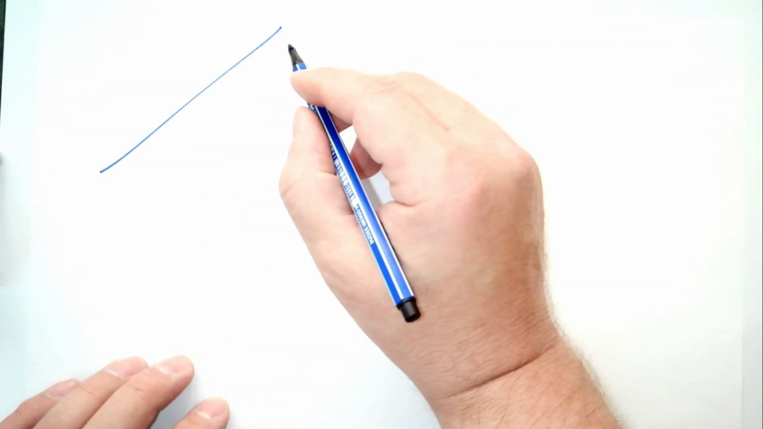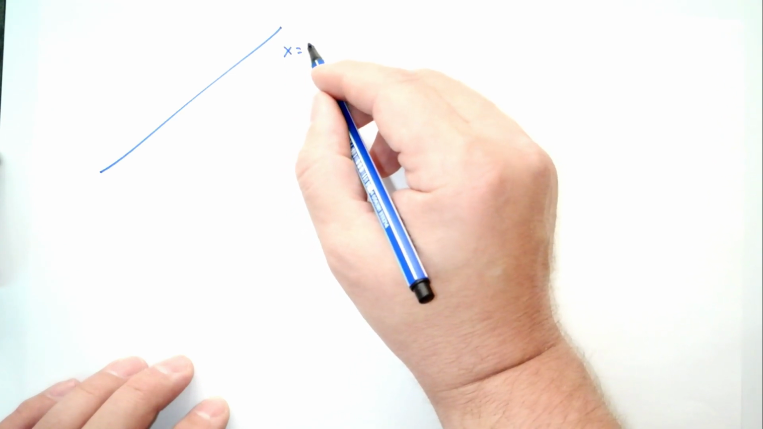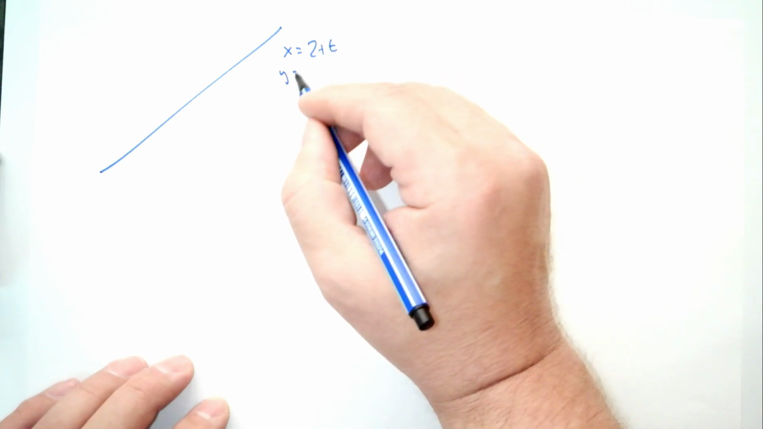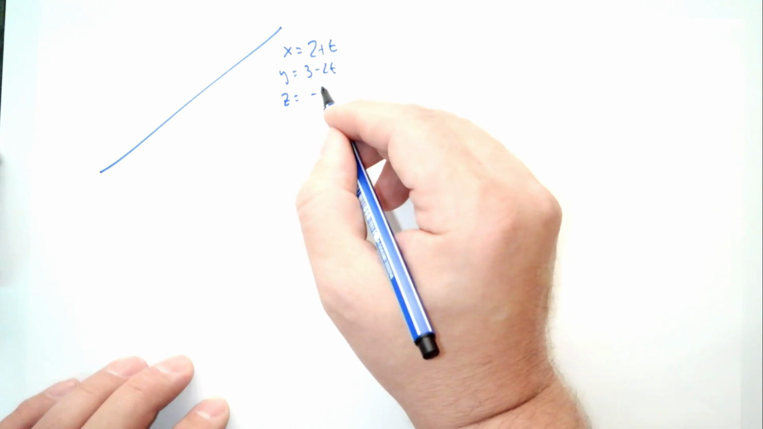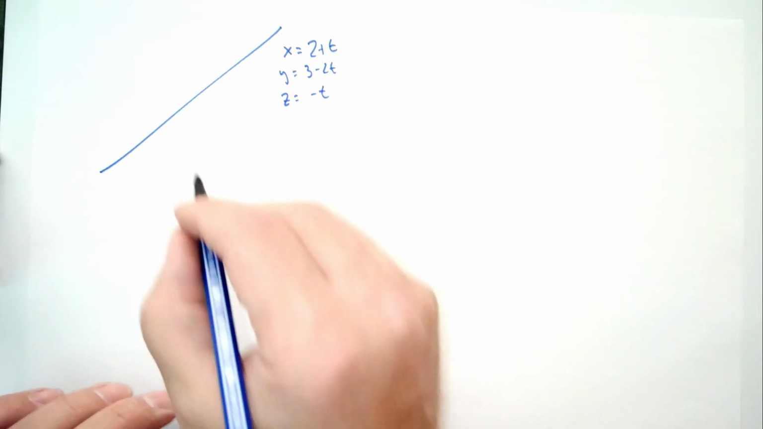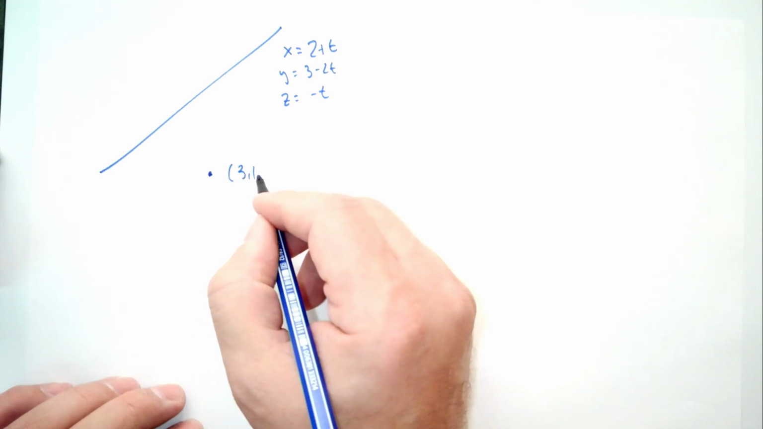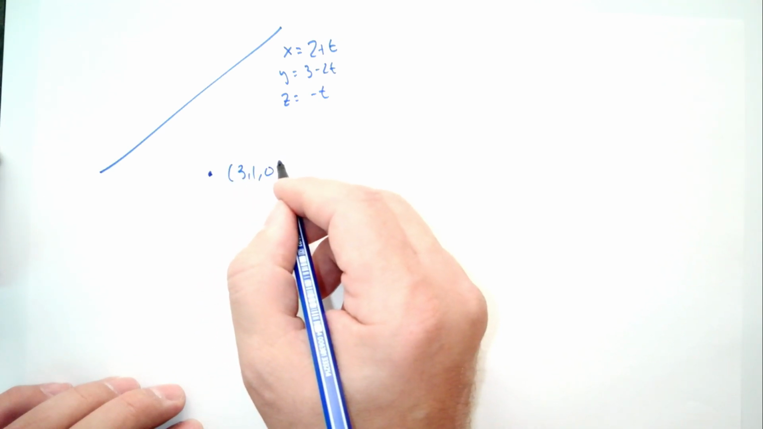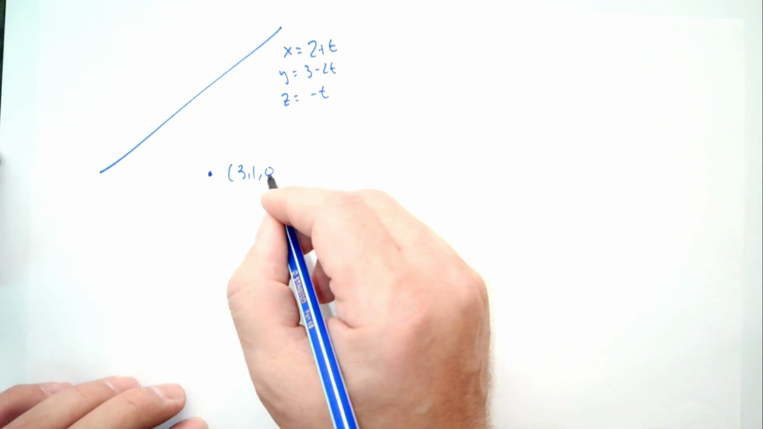So you have a line, and lines have the form x equals, say, 2 plus t, y equals 3 minus 2t, and z equals negative t. Okay, so there's a line. And then you have a point out here, that's the point, I don't know, 3, 1, 0. Okay, so, no, that's a terrible example. 3, 1, 8. There we go.